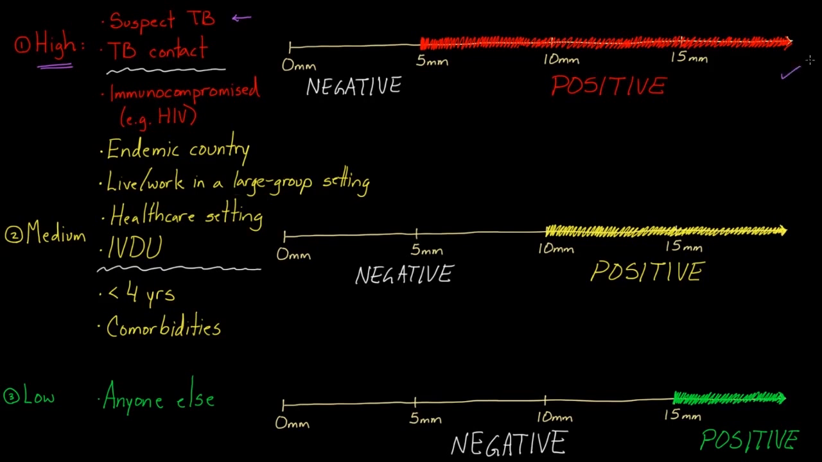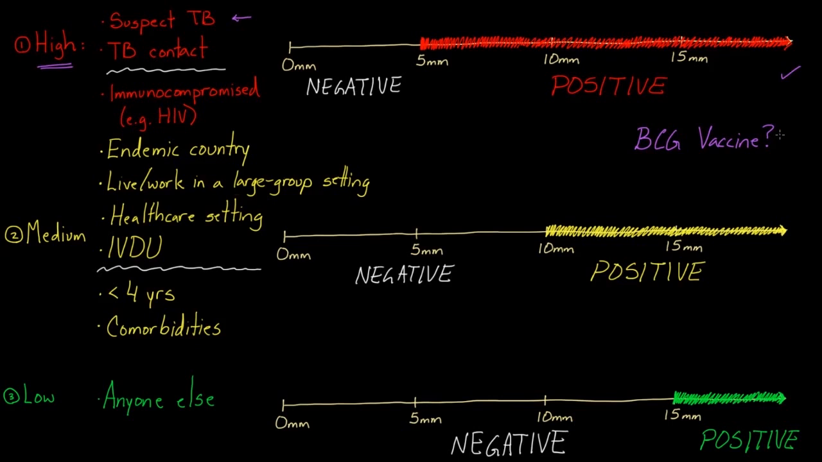Simple as that. And the other question that often comes up is, what about BCG vaccine? This is a vaccine that some countries offer to their citizens to help prevent disseminated or spread out TB, especially a problem among young babies. So what if someone has had BCG vaccine?